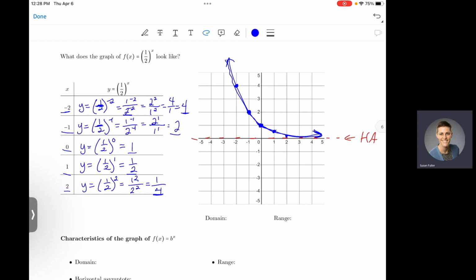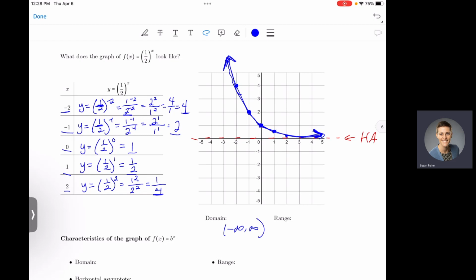Okay, so what's the domain of this graph? What x values are covered? Well, again, this thing goes forever. It's going to slowly cover all of the x values down to -infinity. So our domain goes from -infinity all the way up to, this goes forever as well, so it goes all the way up to infinity.